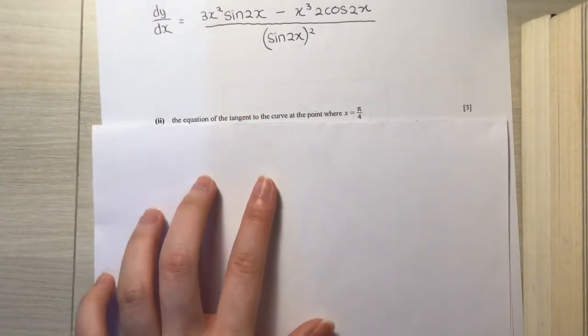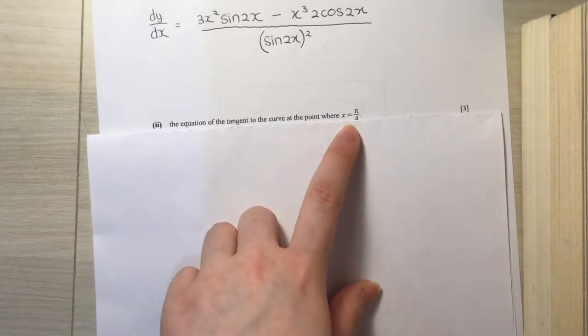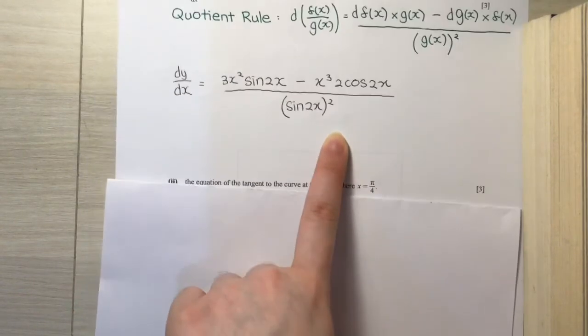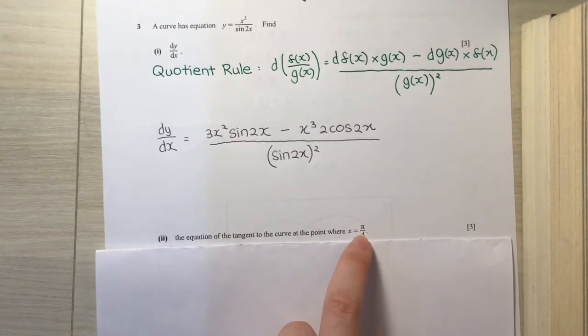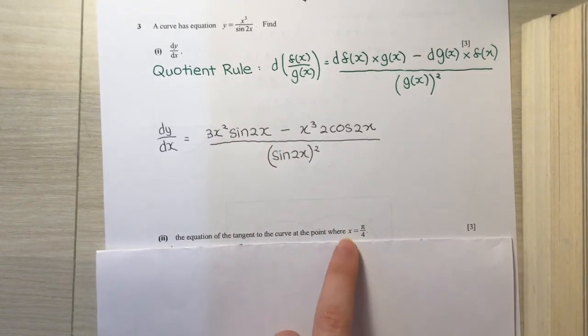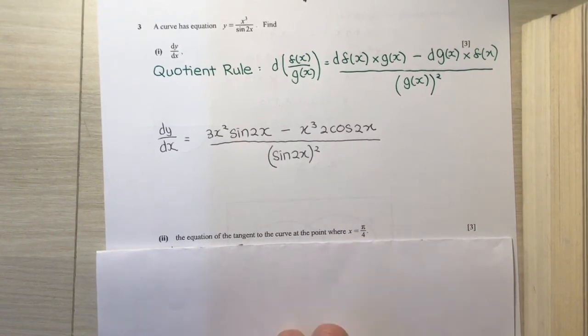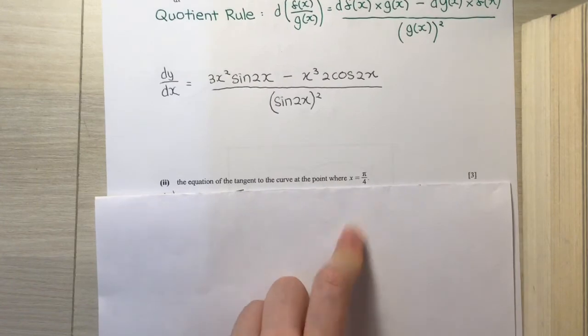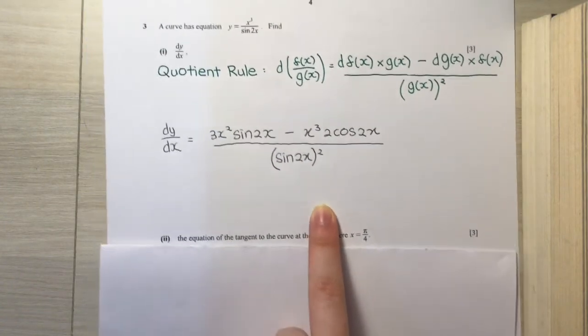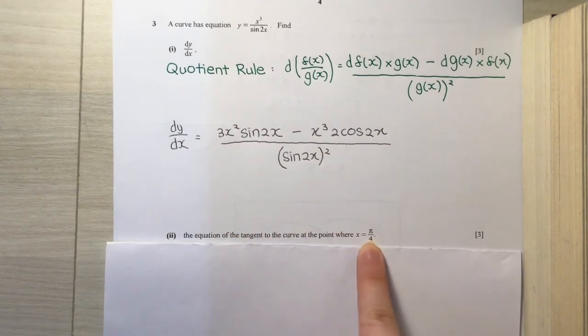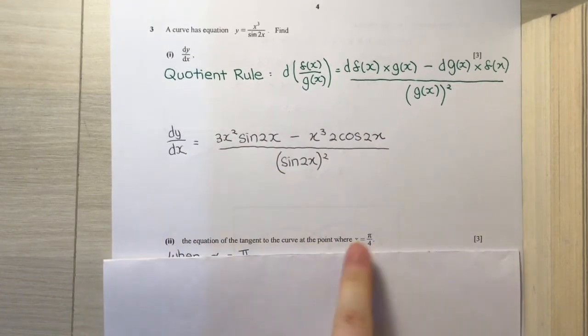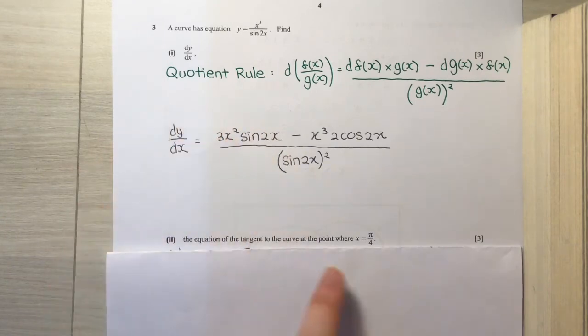Find the equation of the tangent to the curve at the point where x equals pi over 4. When you see this value pi over 4, you know that your answer must be in radian form. So when you use your calculator to solve this second part of the question, you have to check that your calculator gives you the answer in radian form. You may change it first before you do anything.